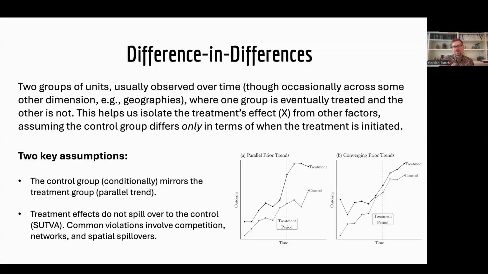A couple of key assumptions are needed for this method to make sense and give you a causal effect. The first thing is the control group needs to somehow mirror the treatment group before treatment turns on. That doesn't mean they have to match in levels. The average outcome value doesn't need to be the same between these two groups. The trend in that outcome needs to look the same. So they can be shifted in levels, but following a parallel path.